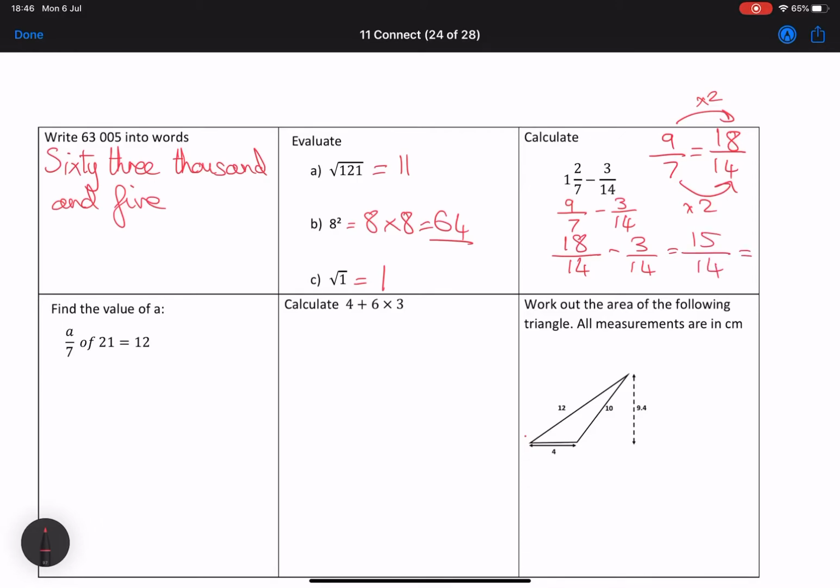I then need to make that into a mixed number. 14 goes into 15 one time with 1 left over, so 1 and 1 over 14.